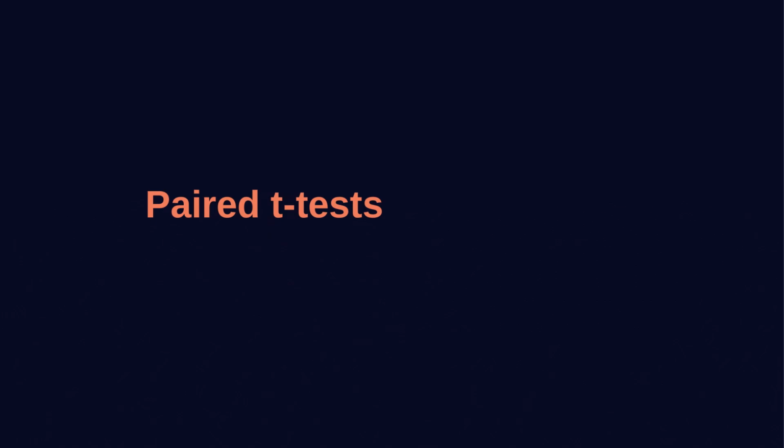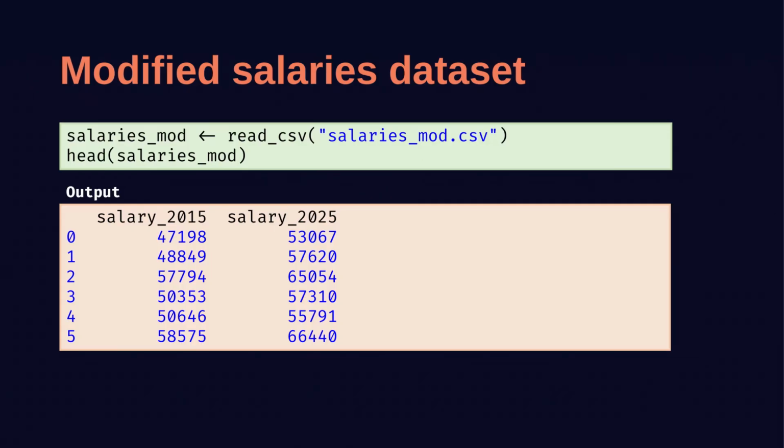Previously, we used the t-distribution to compute the p-value for the difference in means across two different groups. Now we will look at how to perform statistical tests on paired datasets. Let's bring in our dataset. For this demonstration, we have a modified dataset that contains salaries of data scientists in 2015 and 2025. The goal is to find out whether salaries have significantly increased in 2025 compared to back in 2015. The dataset is in the description below.